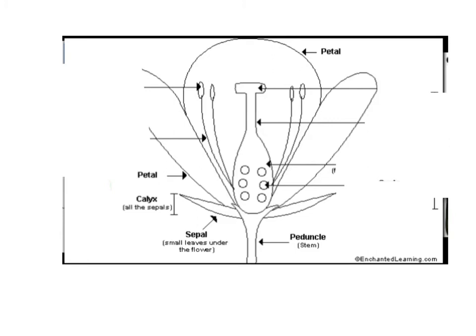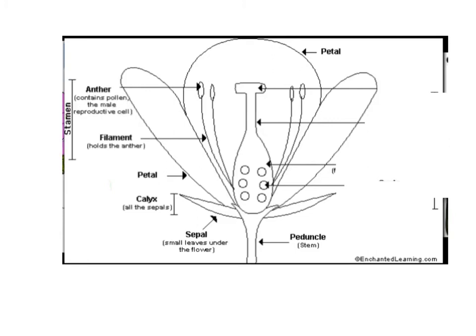If we look at the male parts to start with, we find that those are the stamen. I remember that it's the stamen because stamen contains the word men. The stamen is made up of two parts. The filament, which is the long part which holds the anther, which is the head that contains the pollen, and the pollen is the male reproductive cell. It's the plant equivalent of sperm, if you like.